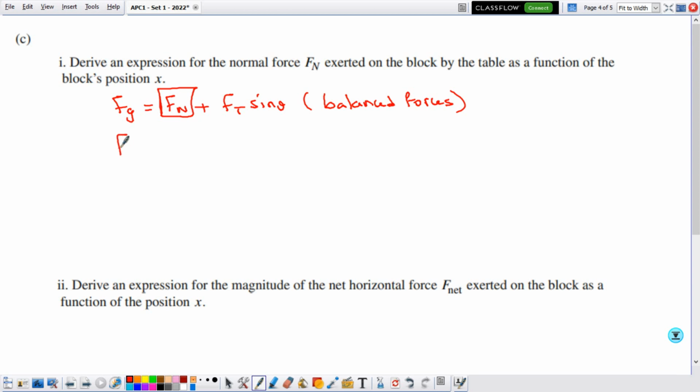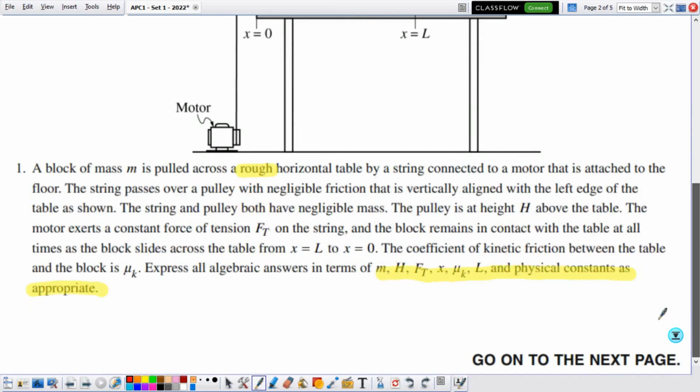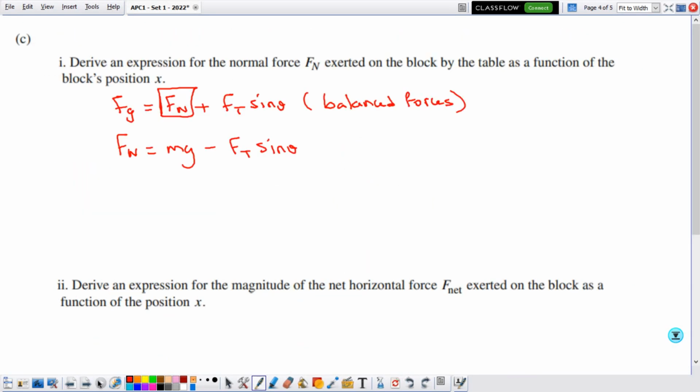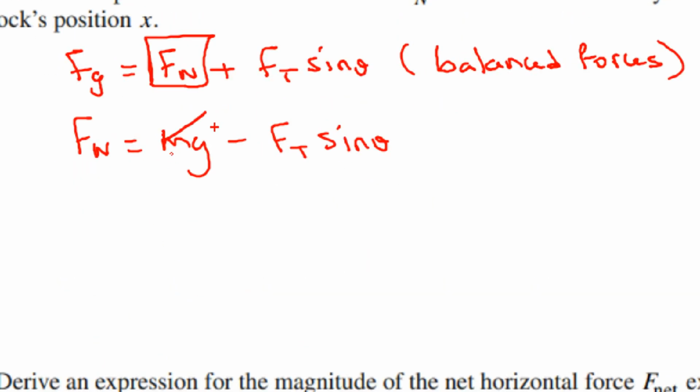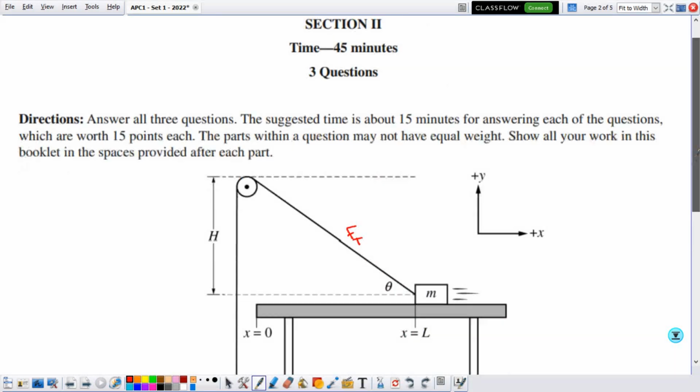Then the normal push in this case is given by the pull of gravity, which is mg, minus Ft sine theta. Now at this stage, we need to compare what is written here to what is required from us as an expression format. We need to have m, h. We can use any of these. Now if you check, it is expressed in terms of m, a fundamental constant. Ft, it's fine. We can express it in terms of Ft.